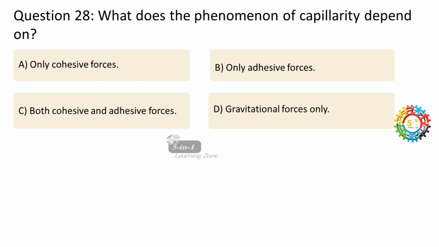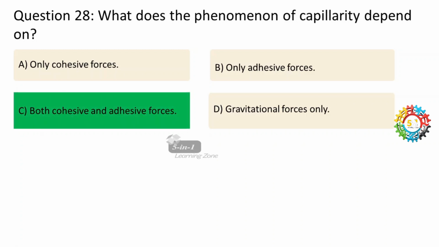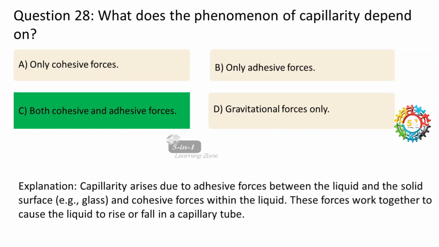28. What does the phenomenon of capillarity depend on? Answer: C. Both cohesive and adhesive forces. Explanation: capillarity arises due to adhesive forces between the liquid and the solid surface, for example water and glass, and cohesive forces within the liquid. These forces work together to cause the liquid to rise or fall in a capillary tube.